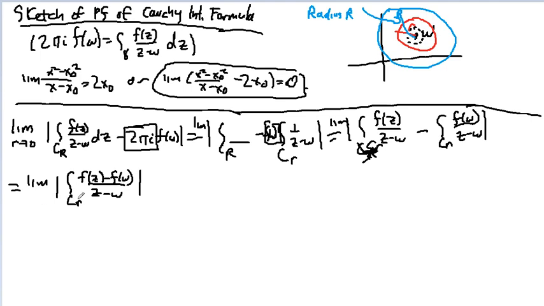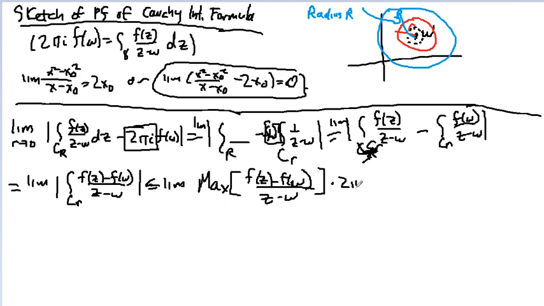So now I have the limit over the little circle of this, and hopefully that's going to go to 0. Well, this integral is less than or equal to the maximum value of the integrand over the circle times the length of the circle, which is 2 pi little r. So this is the maximum value over that, which we can simplify. We can simplify this down: z minus w on this little circle is just literally equal to r.